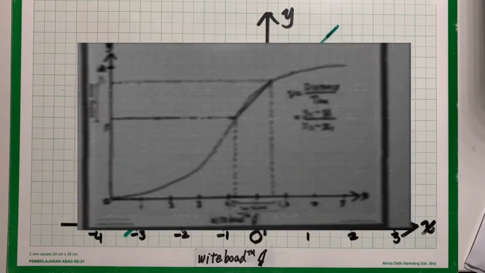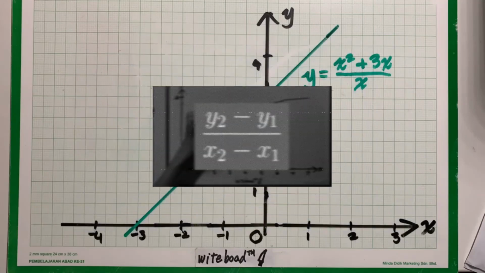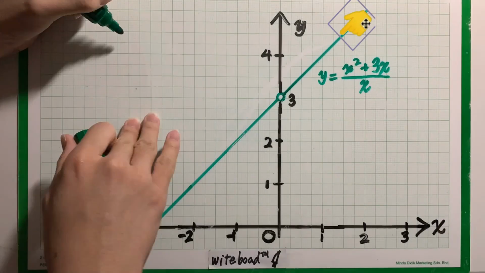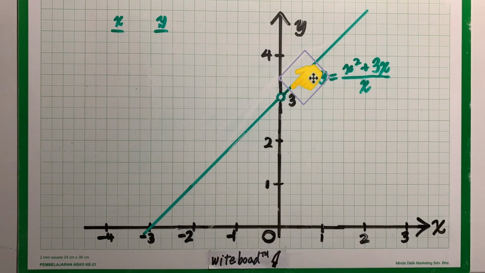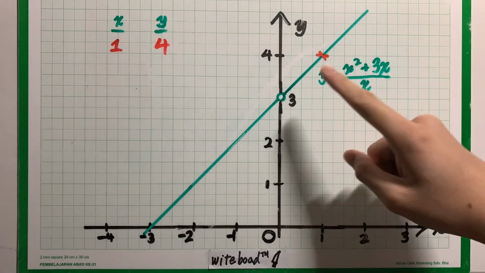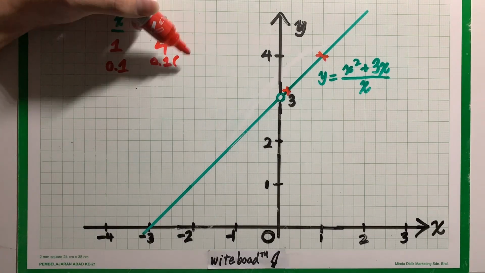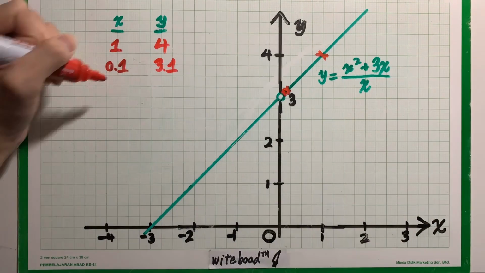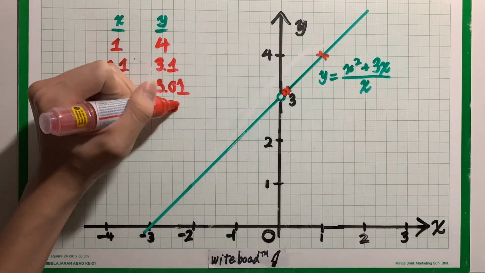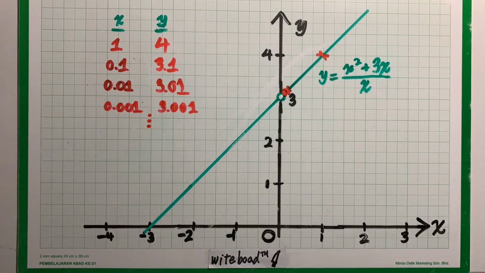But wait, we ran into the same problem in the last video. And what did we do? We took values very near to the point. So for this example, we can also try smaller values for x, like 0.1, 0.01, and you can see that the function gets closer and closer to 3.